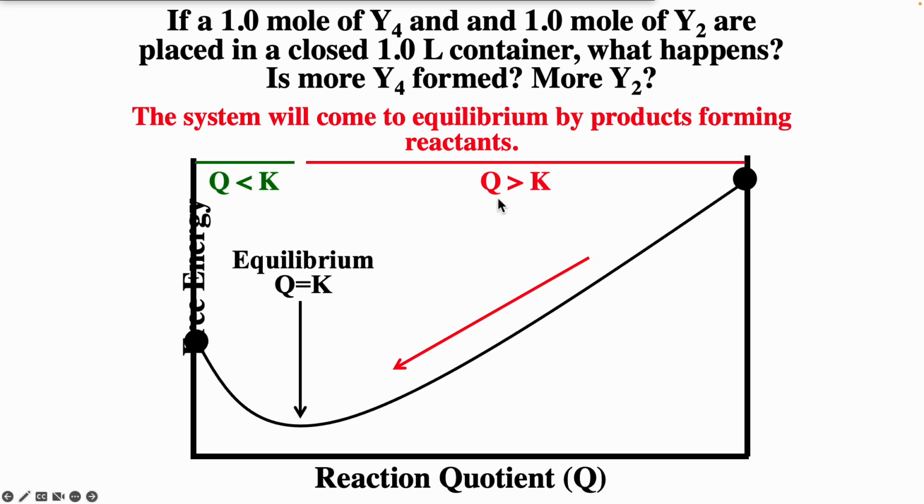And so again, if we want to know what's going to happen, we have to figure out the relationship between Q and K. We found out Q is greater than K, so it puts us to the right. And so products will form reactants until we get to equilibrium. And the way that works is that the reverse reaction will be faster than the forward reaction until we reach equilibrium.